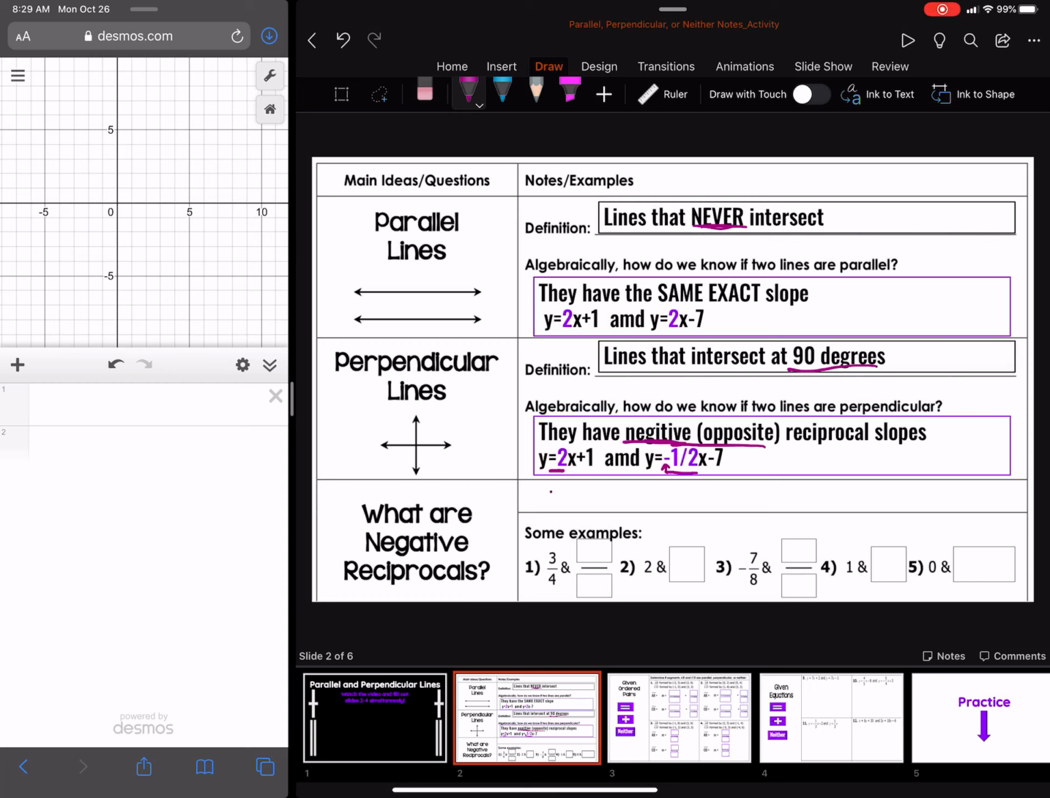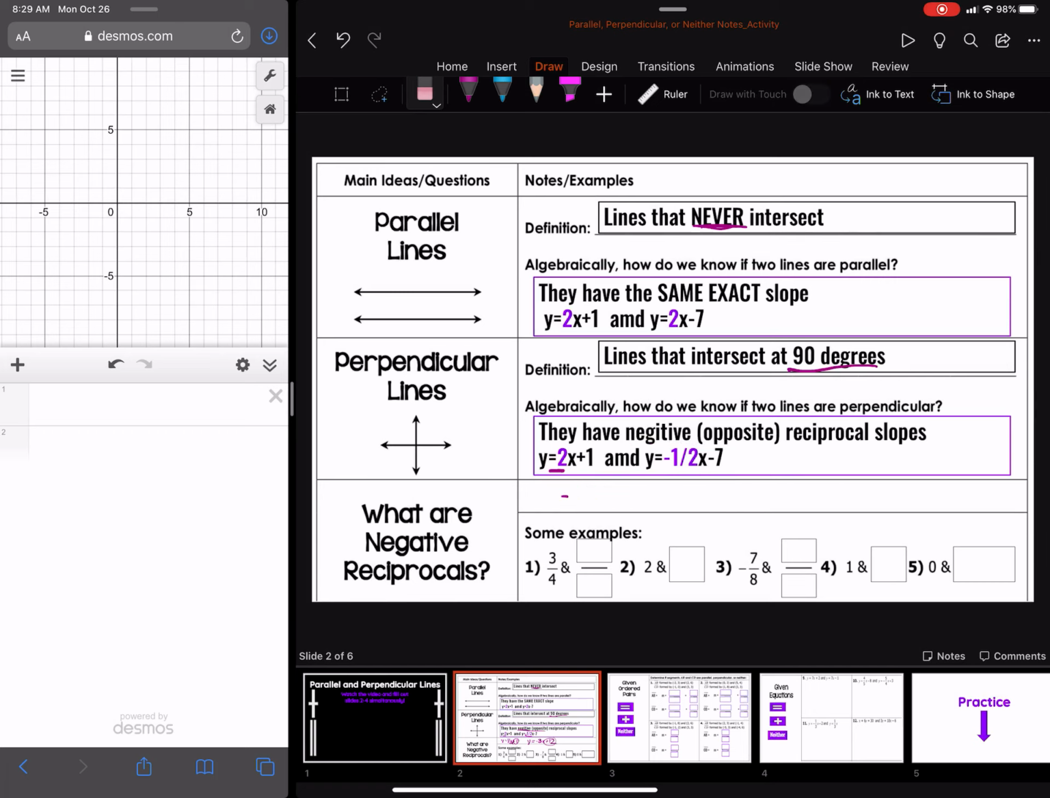We also have another one, y equals, let's try 1/3x plus 1. So this one would be, first thing, I forgot the x. So the reciprocal first will be 3. And then, since this is a positive, it would have to be a negative. So it would be y equals negative 3x plus 12. And again, y-intercepts don't matter. They could be different. We're just looking at the slopes.